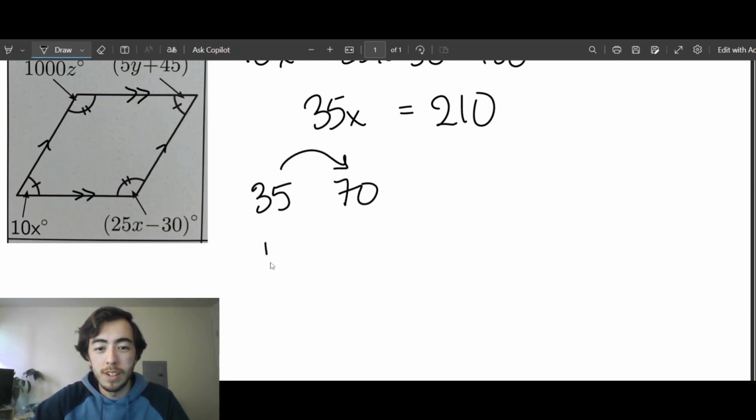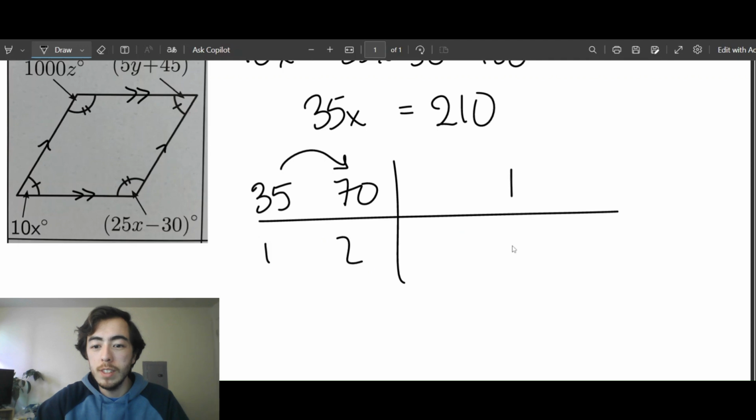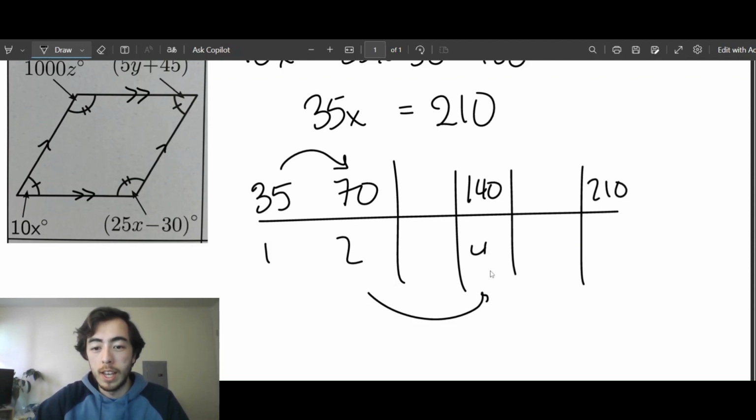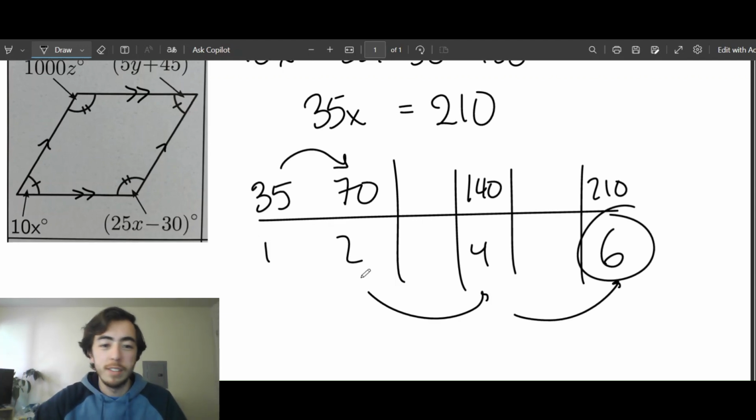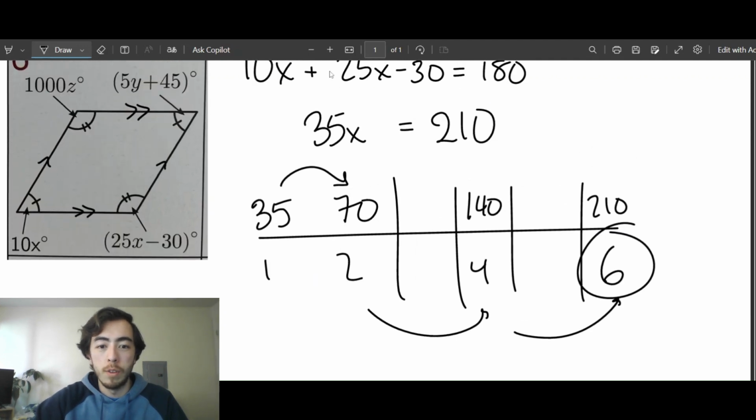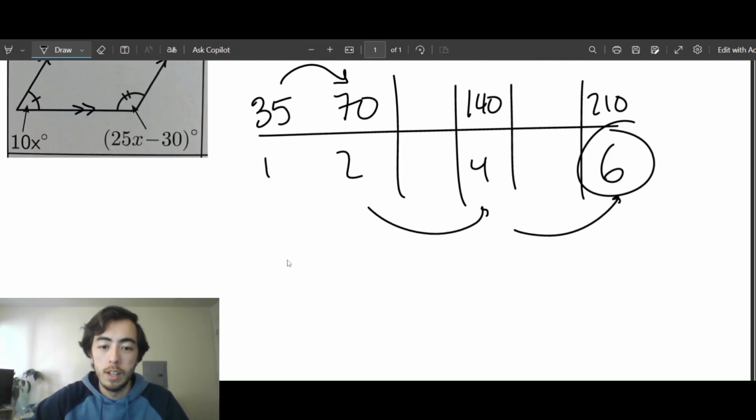And then at this point, you can tell that it's going to be 6 today because I want to count by my 70s now. It'll be a little bit quicker. And I can reach 210 once I count up 6 35s. Okay, cool. X is 6. We're all done, because 35 times 6 is 210. Cool. There we go.